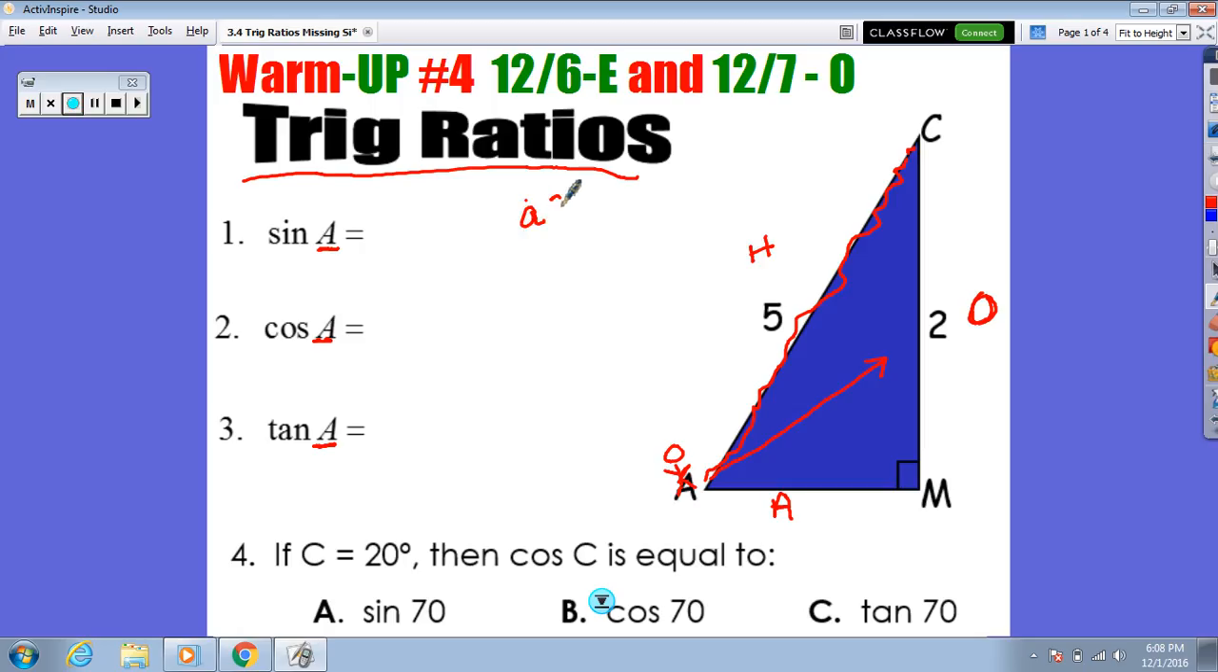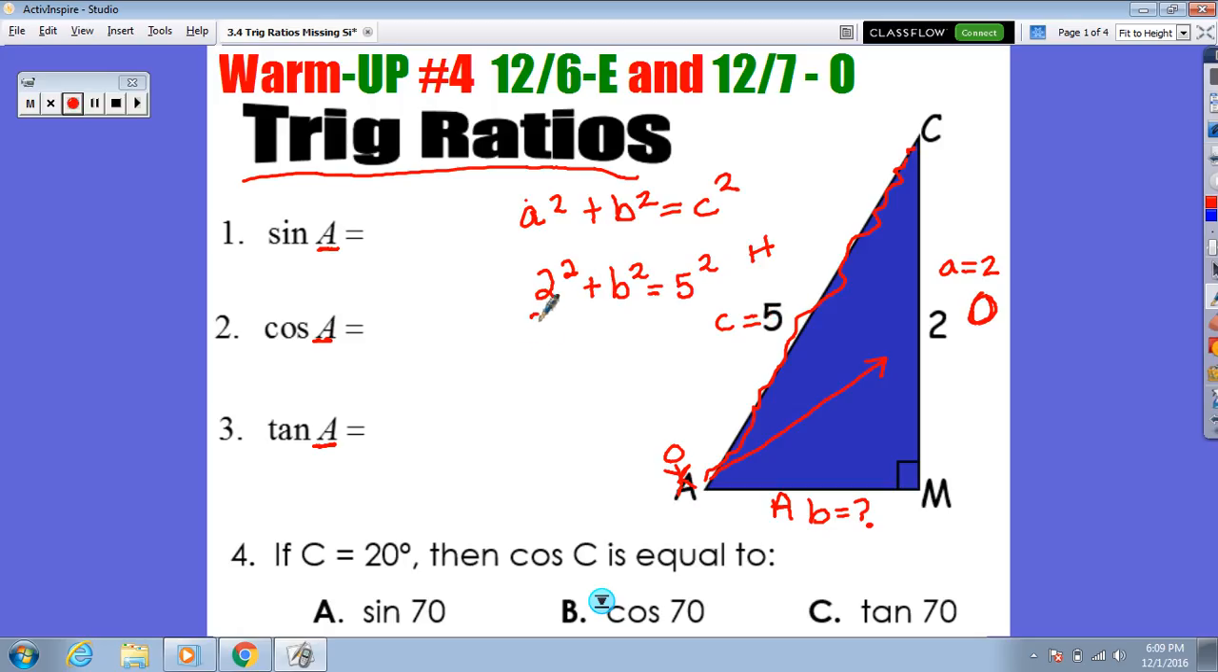So remember, Pythagorean's theorem is a squared plus b squared equals c squared, where c is the hypotenuse. So I know that I have a over here is equal to 2 because a is normally the vertical piece. B is what I'm solving for. I don't know what b is. And c is equal to 5. So now I can plug into Pythagorean's theorem. So a is 2, so that's 2 squared plus b squared equals 5 squared because c is the hypotenuse, which is 5.